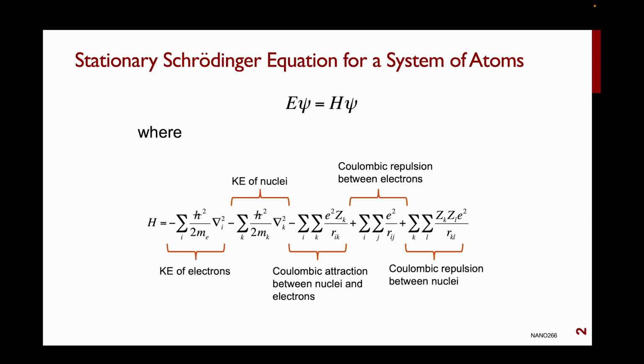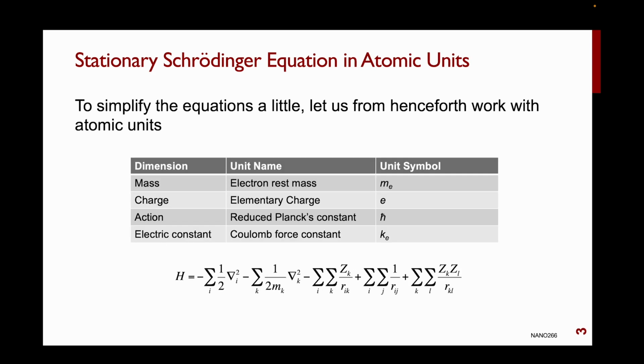This is our stationary Schrodinger equation for a system of atoms. We basically have all the kinetic energy terms for the nuclei and electrons, and all the electrostatic interactions between the electrons and the nuclei with themselves, and the electrons with electrons. Now, I'm going to first simplify that stationary Schrodinger equation a little bit.